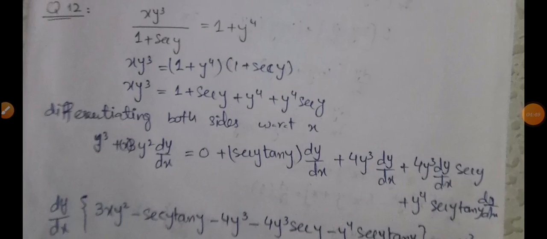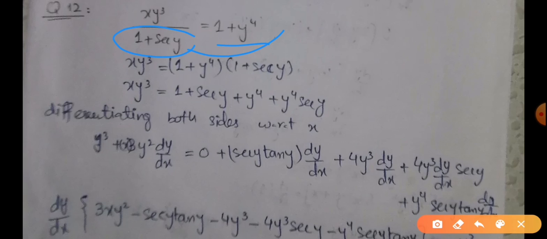Next we have question number 12: x y cubed over (1 plus secant y) is equal to 1 plus y raised to the power 4. So shifting 1 plus secant y to the right hand side, we get this expression, and differentiating both sides with respect to x.